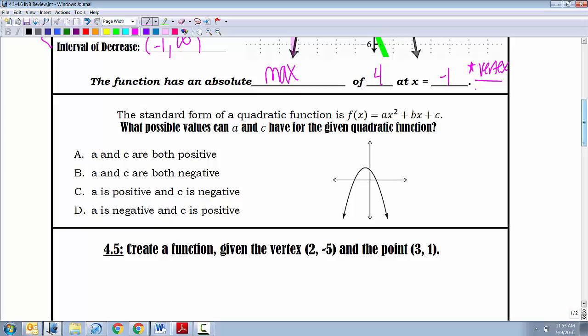Okay. What does A always tell me? Always. In your standard form or any form. Yeah, if it concaves up or down, what's going on for this one? It's going down, so what is A going to be? Negative, good. So your A value tells you it's going to concave down, and it's negative because we're concaving down. So right away, I can cross off C.